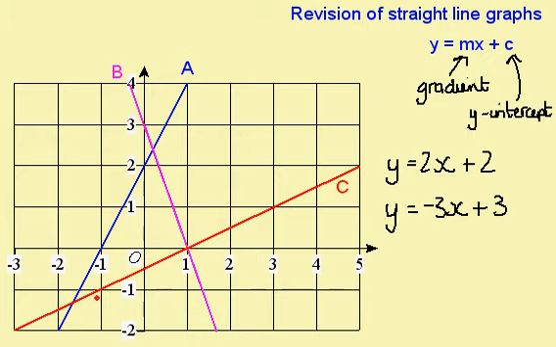For the equation of C, I can see that as we go across 1, it goes up a half, so we have y equals a half x, and it cuts the y-axis at minus a half.